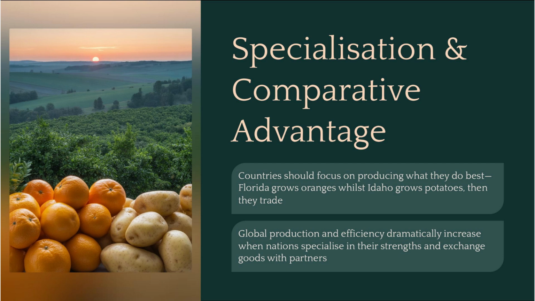This economic rule says countries should focus on producing what they do best. Look at the example. Florida grows oranges because it has the sun. Idaho grows potatoes because it has the soil. Then they trade. If Idaho tried to grow oranges in greenhouses, it would be wildly expensive. By specializing in their strengths and exchanging goods, global production and efficiency dramatically increase. We get more stuff for less money by letting regions do what they are naturally good at.